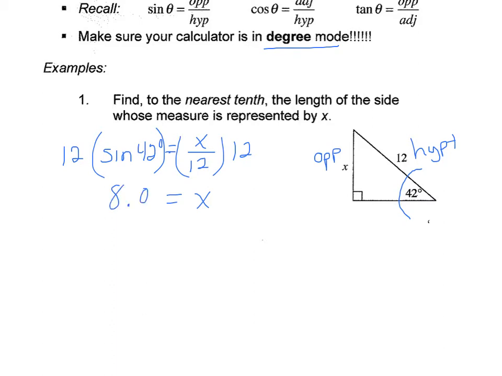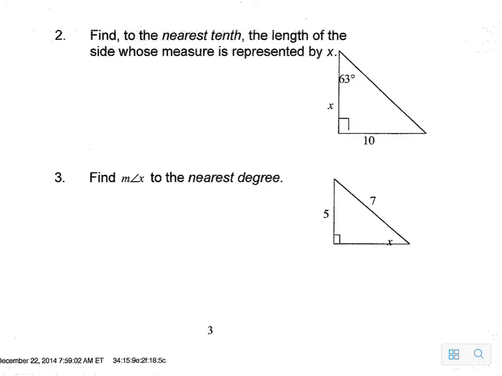Perfect. Let's move on. Find to the nearest tenth the length of the side whose measure is represented by x. All right, we're not allowed to go from the 90-degree angle, so we must go from this angle here, which is 63 degrees. So we have opposite and we have adjacent. Opposite and adjacent is tangent. So tangent of 63 degrees equals 10 over x.